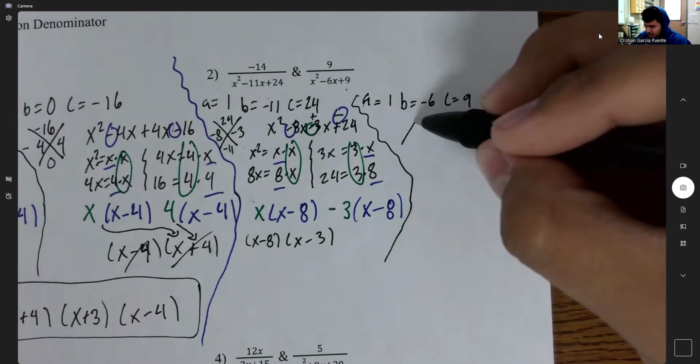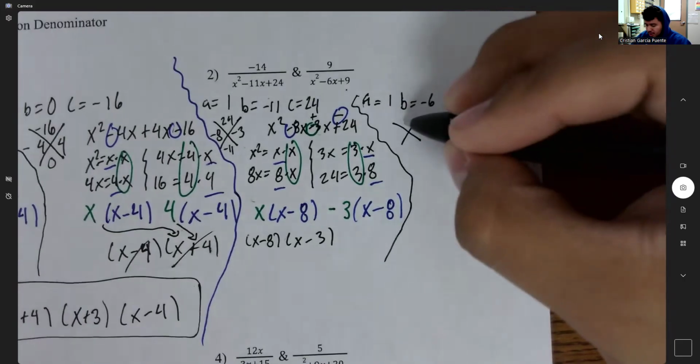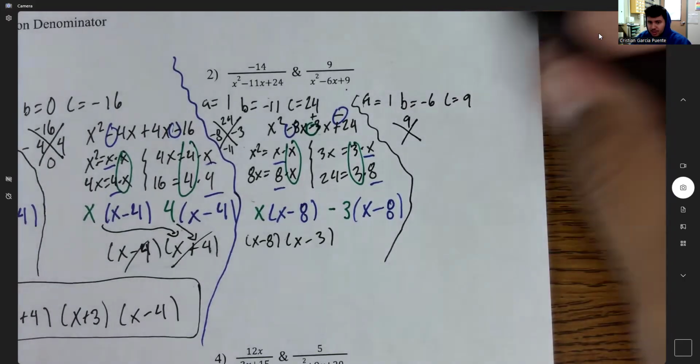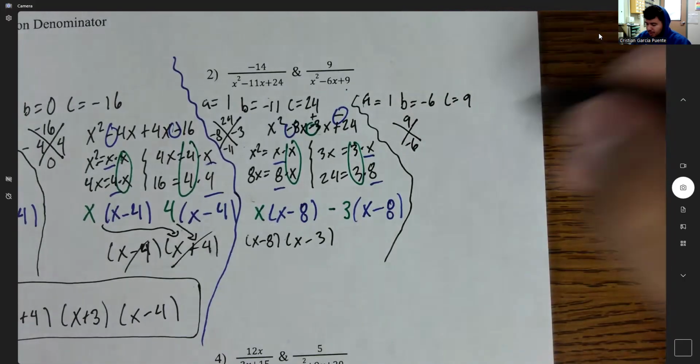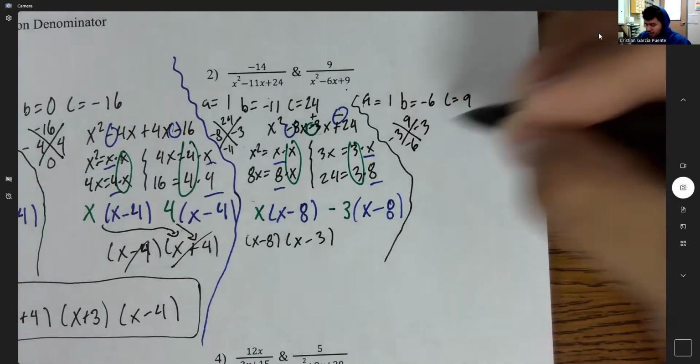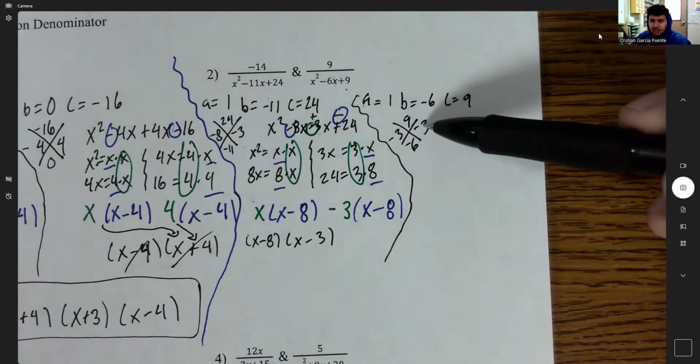And now you're looking for 2. On top of your diamond, you're putting your A times C, which is 1 times 9, which is just 9. On the bottom, you put your B, which is just negative 6. Now you're looking for two numbers that multiply to 9 and add up to negative 6. And those two numbers are negative 3 and negative 3. And now we're just going to replace our middle term of negative 6x with the left and the right.